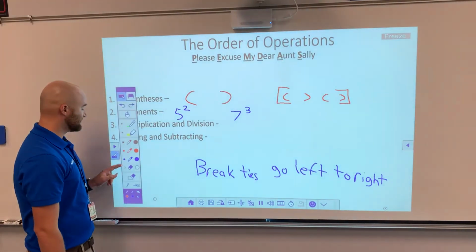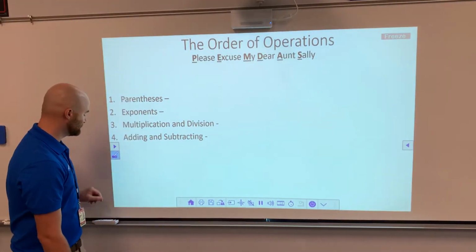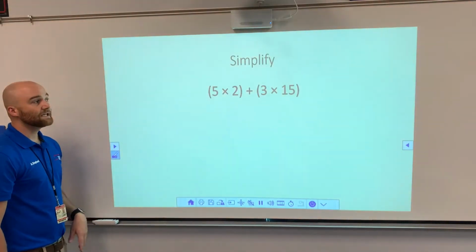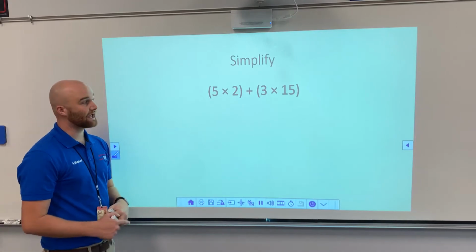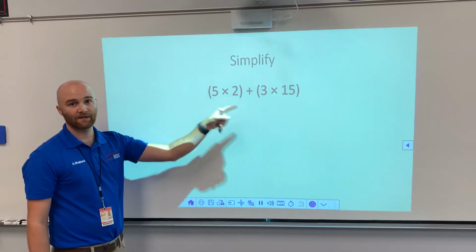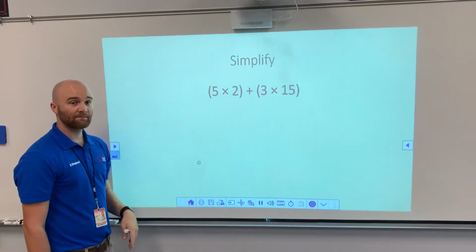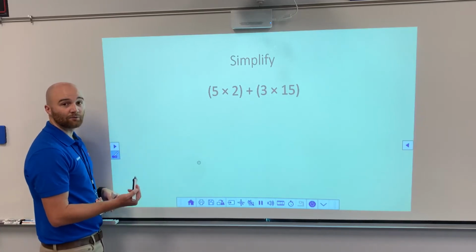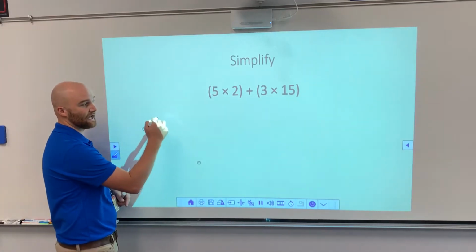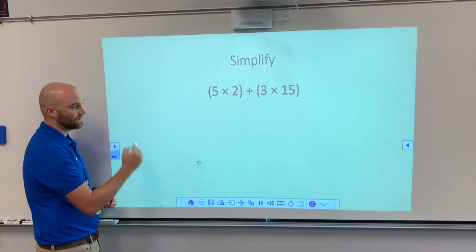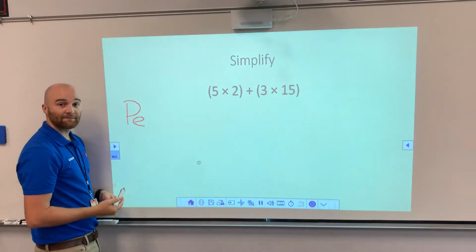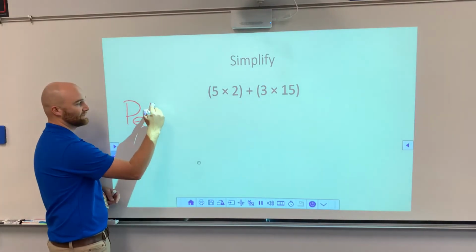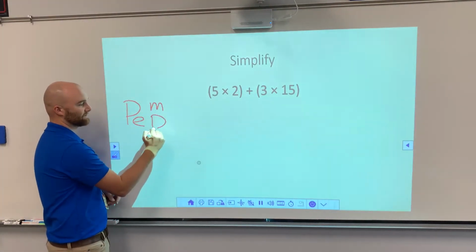So let's look at some examples of how we would use PEMDAS. If I look at this problem here, the first thing that I would do whenever I have a multi-step problem like this is I would write in PEMDAS. And I'm going to write it a little weird. Instead of writing P-E-M-D-A-S all in a line, I'm going to start out like that, P-E, but then I'm going to stack up the M and the D on top of each other.